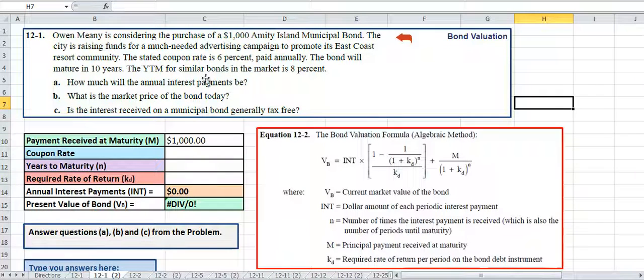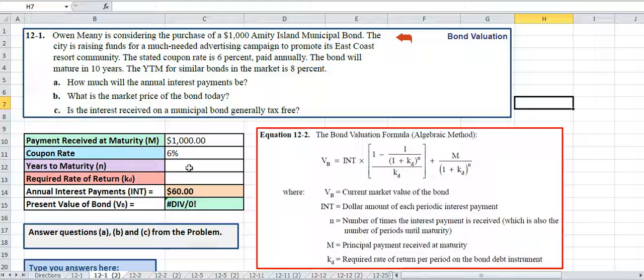And the coupon rate, or the interest rate that the bond pays, is 6%. So we put that right here. And you can see that if you do some simple calculations, 6% paid annually of $1,000 is going to be a $60 payment to Owen, paid annually for 10 years, which is 6% of the actual value of this bond.